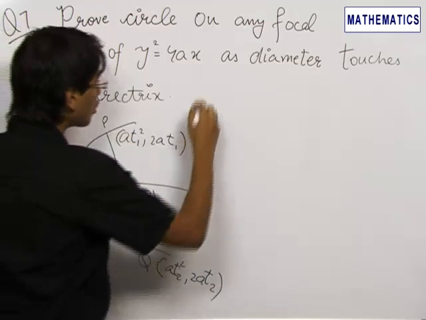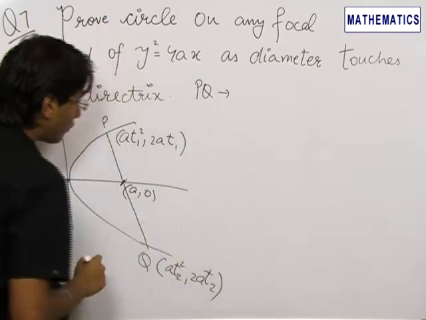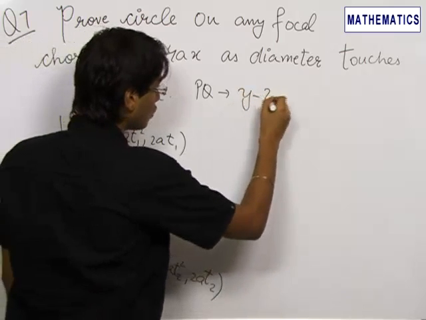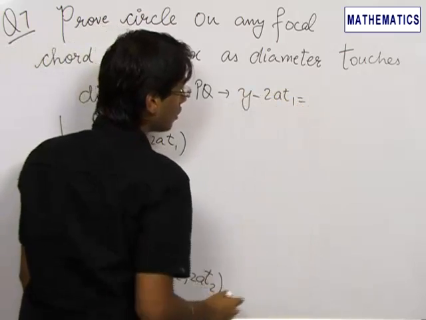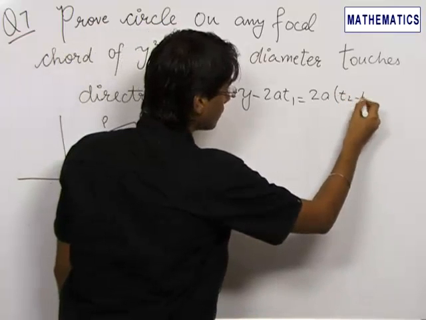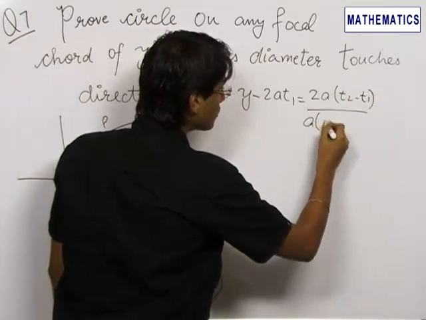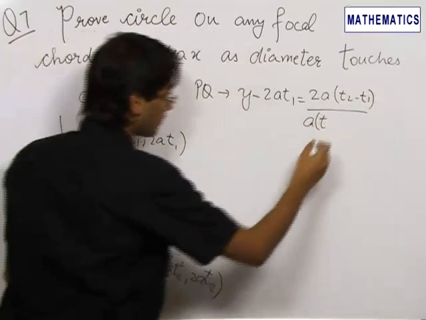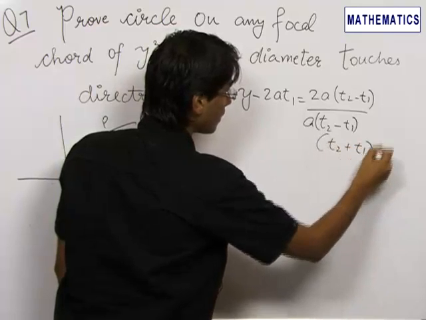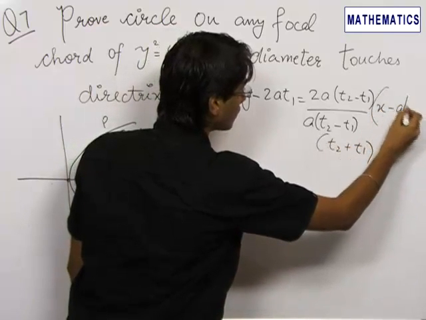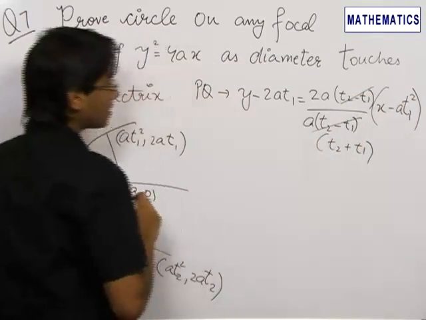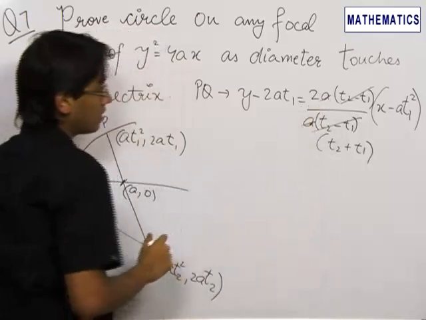So let us write the equation of this PQ using the two-point formula with P and Q. Y minus 2at1 is equal to 2a times t2 minus t1 upon a times t2 square minus t1 square. This is the slope, which is t2 minus t1 into t2 plus t1, into x minus at1 square. This t2 minus t1 gets cancelled, a and a gets cancelled.